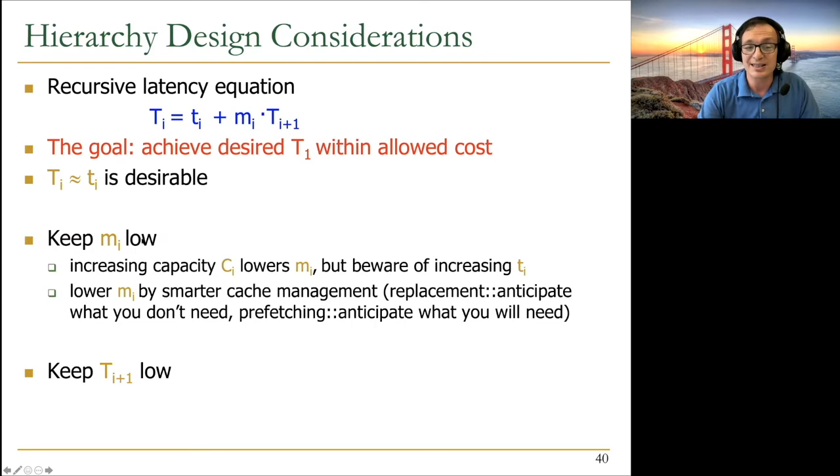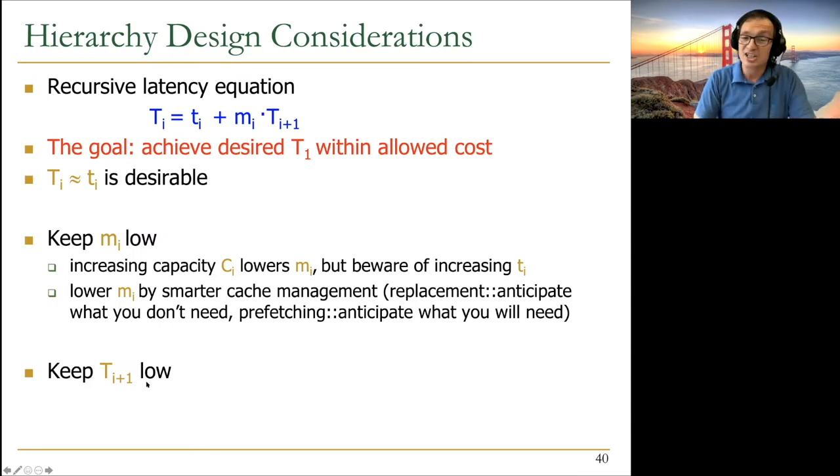So if you want to keep the miss rate of a level low, you can increase the capacity, right? That's obvious. It lowers MI, but it may increase your intrinsic access latency at that level. So increasing capacity may lower your miss rate. Not always, sometimes. In general, it does. But it also increases your intrinsic access latency. But you could also lower miss rate by smarter cache management that we briefly discussed based on a question from one of your colleagues, right? So you can basically be careful about what you place into the cache. You can be careful about what you replace from the cache. You can anticipate what you do need, what you don't need. And you can prefetch into the cache such that you minimize the misses whenever the processor needs it.